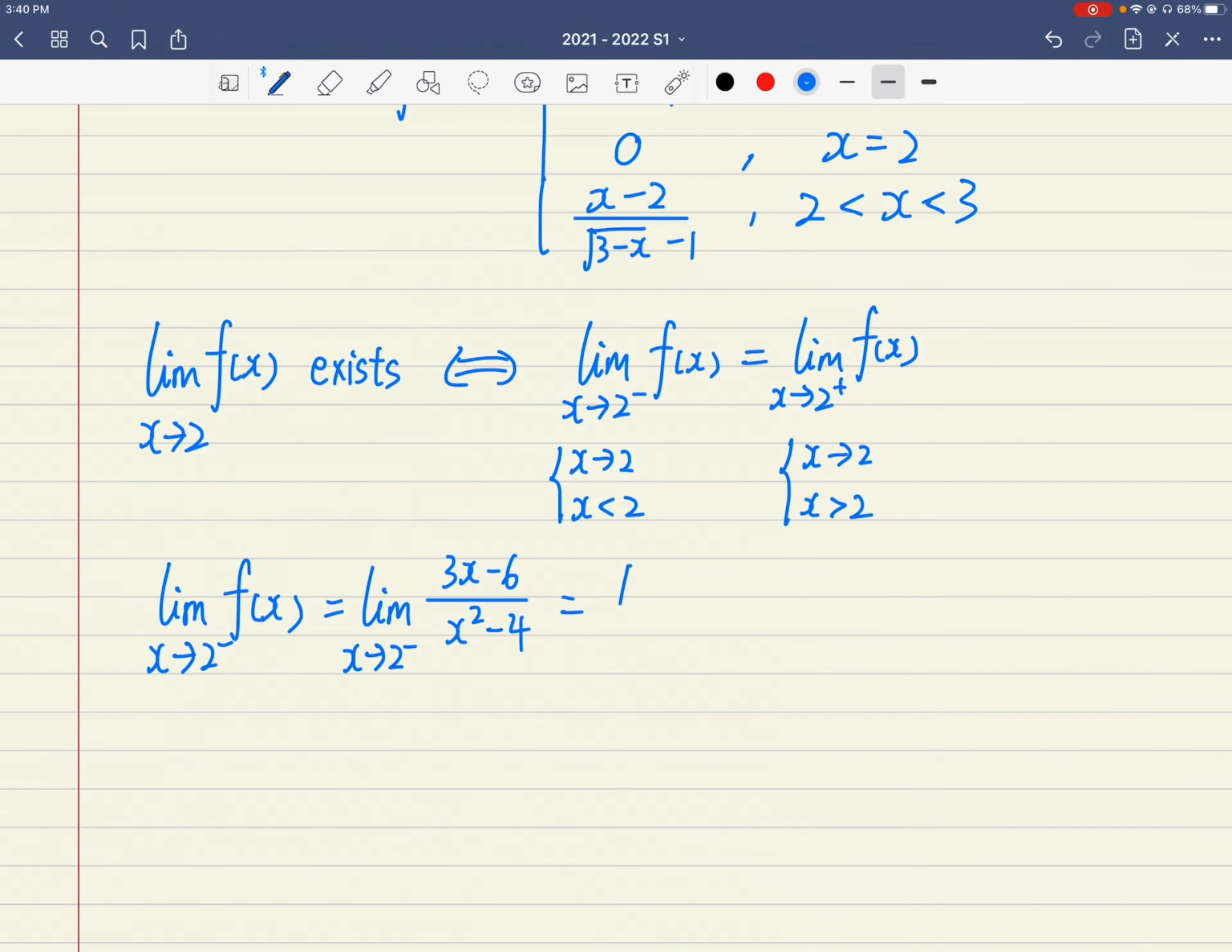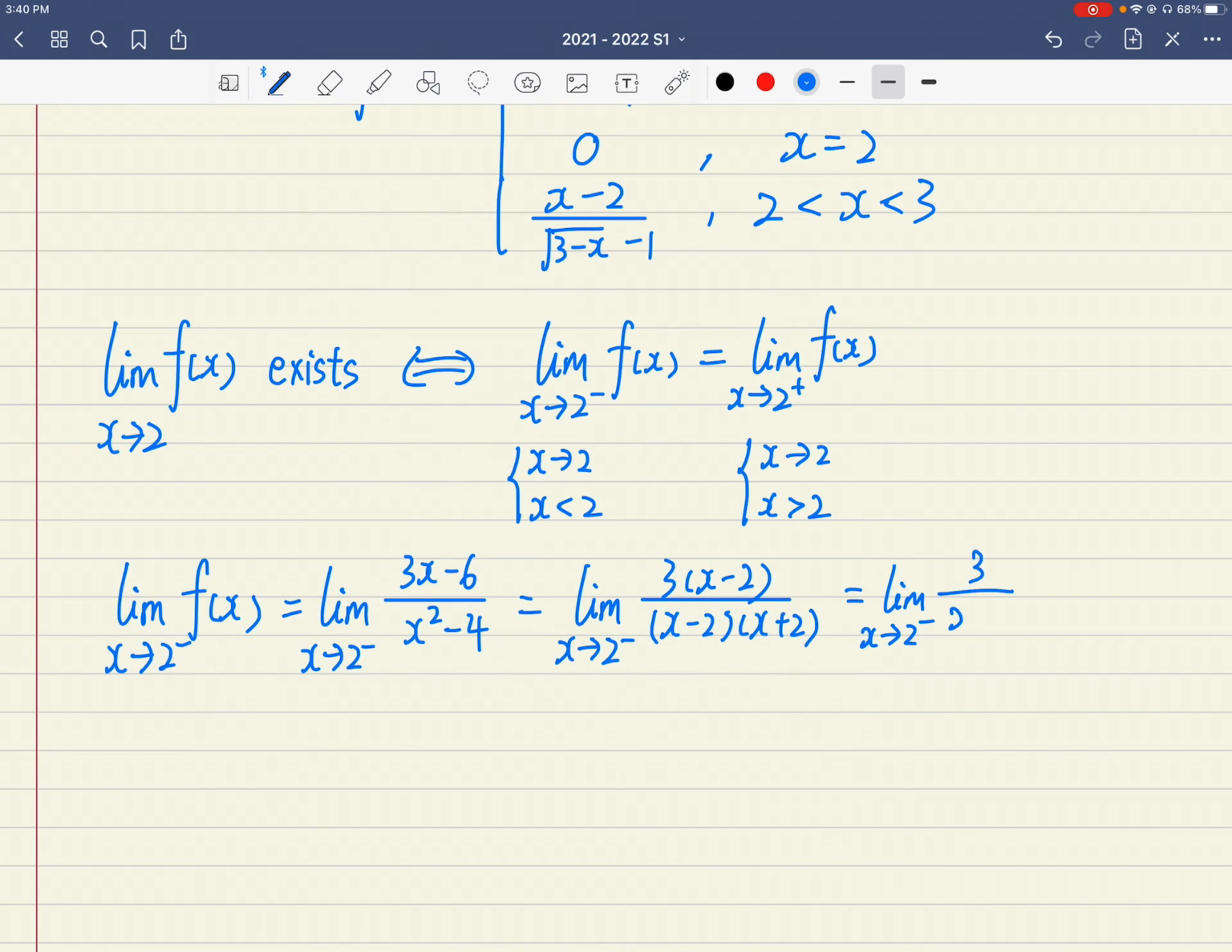Here we can eliminate the common factor, by first factorizing both parts. The top is 3(x - 2). The bottom is (x - 2)(x + 2). Then as x is approaching 2, the top is 3 and the bottom is x + 2. So the result is 3/4.